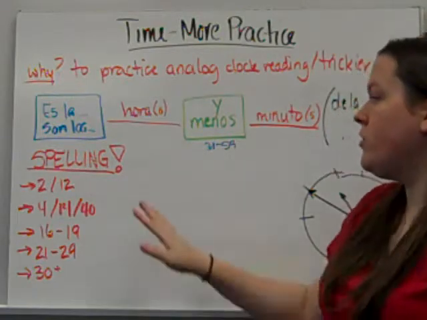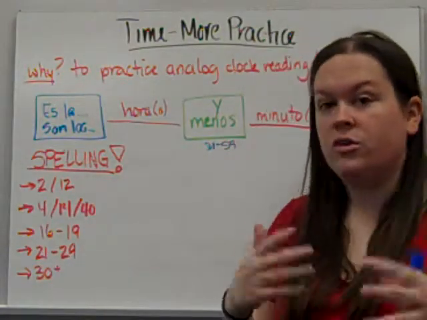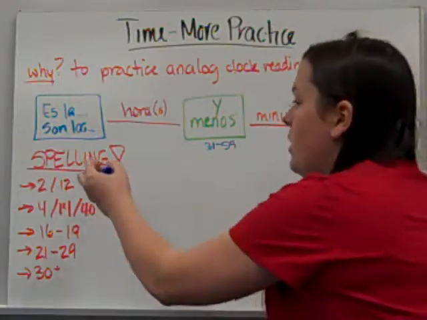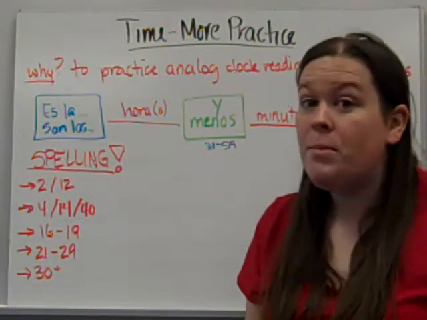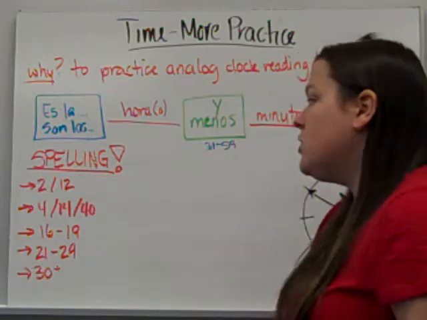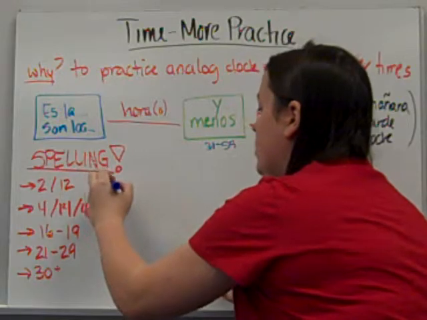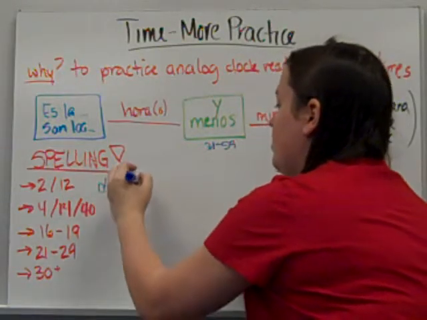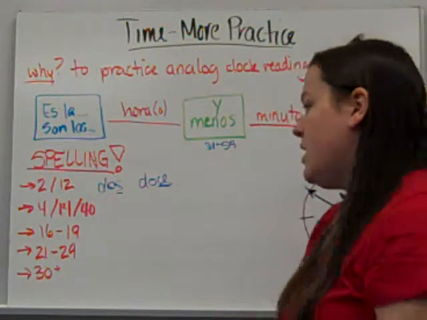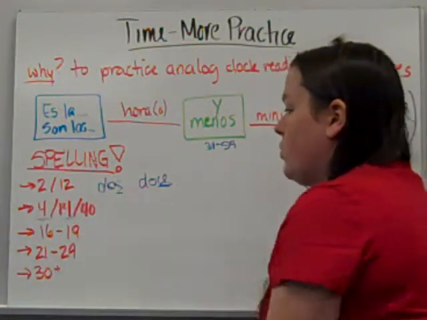So first let's go over some common things I see going wrong, easy fixes. Spelling is one of the biggest issues when you're writing time. You have to know your numbers, you have to know the accents. So 2, dos with an S, but doce, with a C-E. So easy mistake.